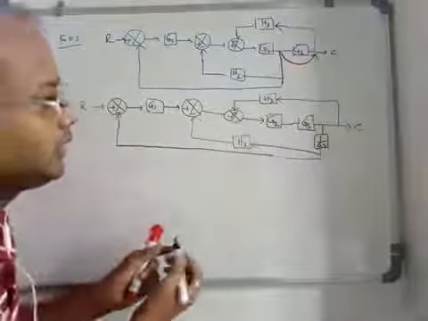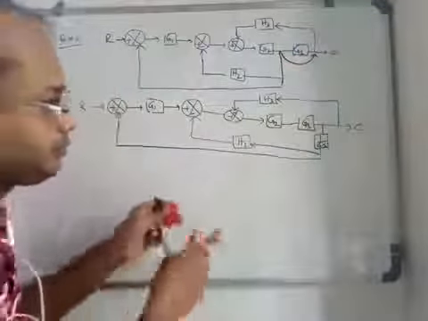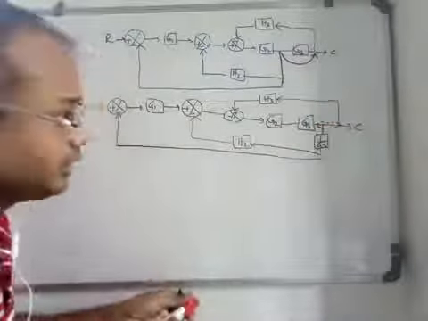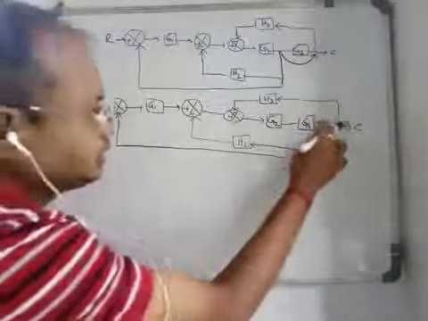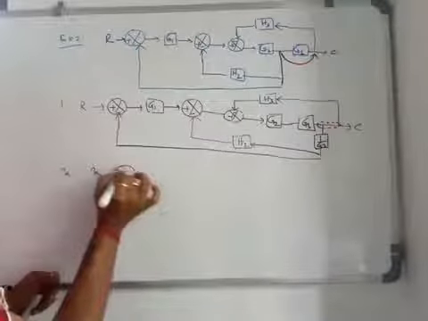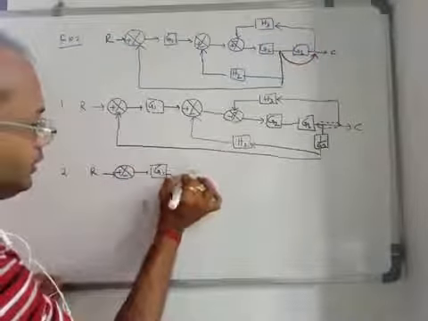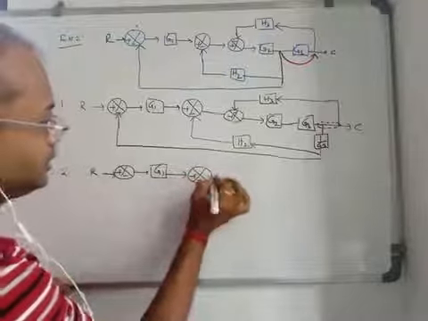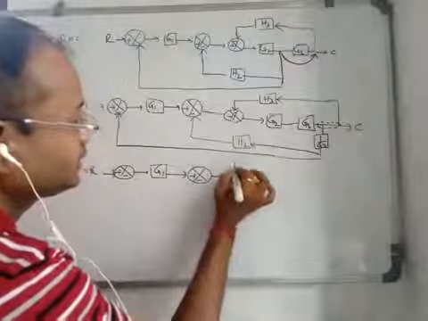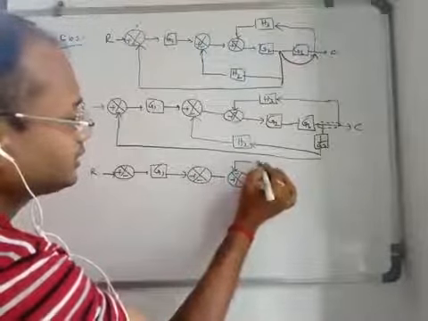Or you can do it like this, as these two are takeoff points, and interchange of the takeoff points is possible. So I will write this part as the next step. This is your G1, this is plus, sorry, this is minus, minus, this is H3.